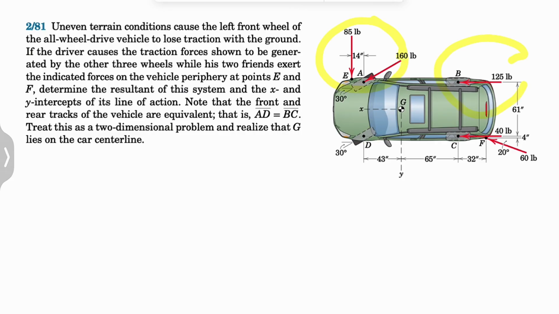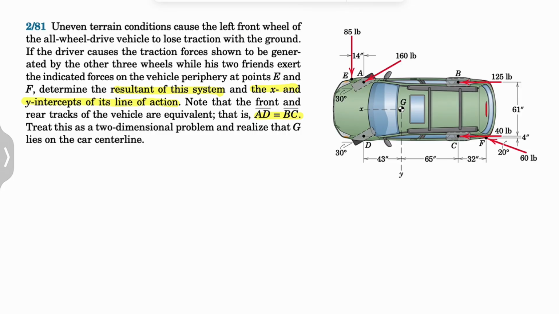So we have these three forces that are generated in the other wheels. His two friends exert the indicated forces on the vehicle periphery at points E and F. We need to determine the resultant of the system and the x and y intercepts of the line of action of this force. And we have a note in the question that the rear axle of the vehicle is equivalent, so AD is equal to BC, so we have the same distance between A and D and the same distance from B to C.